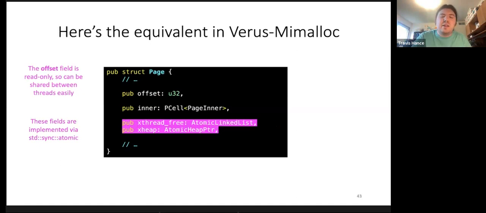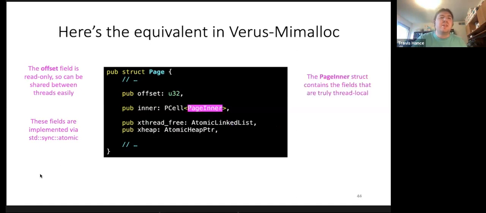The thing I want to talk about is this other field, inner, which has basically all the other fields that are supposed to be local to the one thread. None of the other threads are going to be touching any of the fields in the page inner struct. These are only supposed to be accessed by the one thread that, I don't want to say owns the page, but mostly owns the page. And so this has to be done with interior mutability.